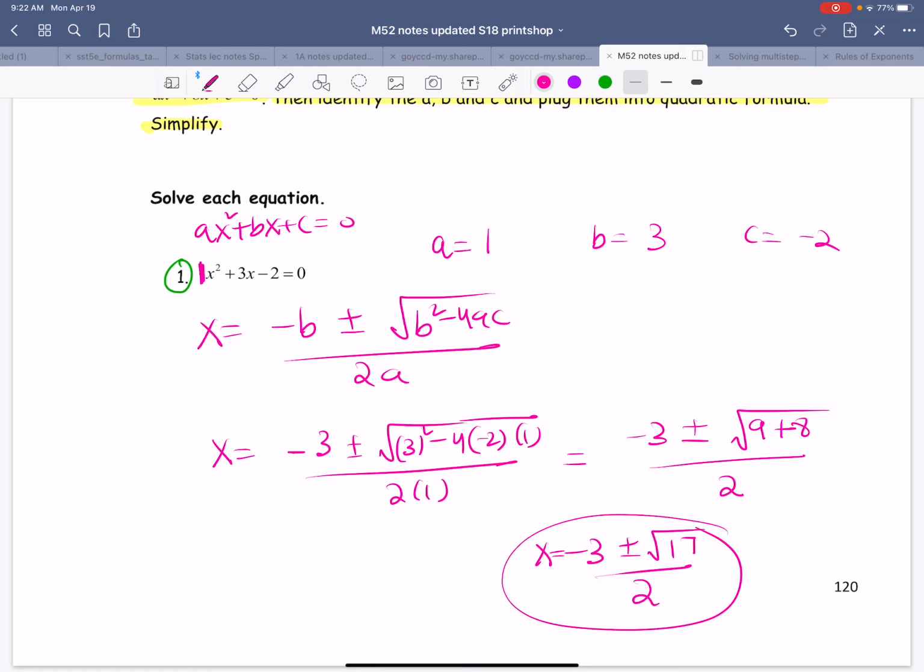If you wish, you could write them as two separate solutions: negative 3 plus square root of 17 divided by 2, or negative 3 minus square root of 17 divided by 2. Online homework systems might ask you to give a smaller solution and a larger solution. Just cater to whatever their needs are, however they're asking you to give the final solution. On paper, I'm also okay with plus minus in the middle.